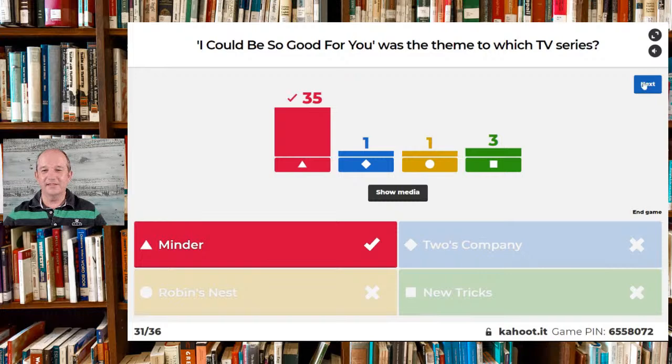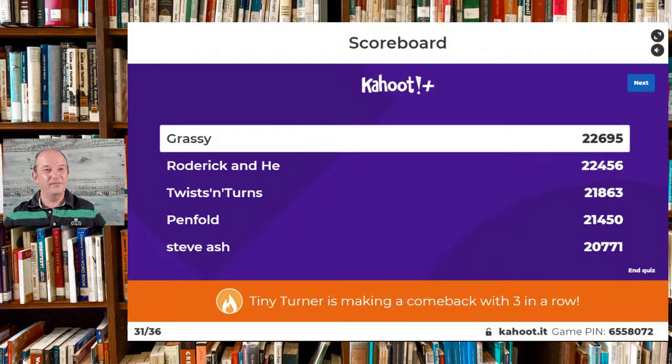So it's coming a little bit more up to date here. And we didn't do the scoreboard. There we go. It didn't really make a lot of difference, actually, because everyone got it right, or most of you did. Tiny Turner is making a comeback with three in a row. I shouldn't have been quite so surprised about that. But yeah, brilliant. Well done. Right. And next.